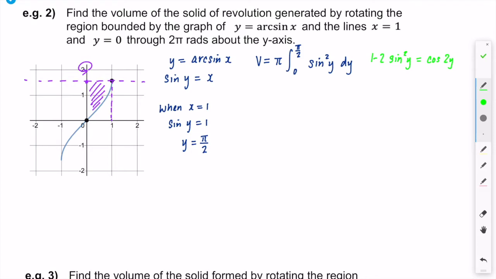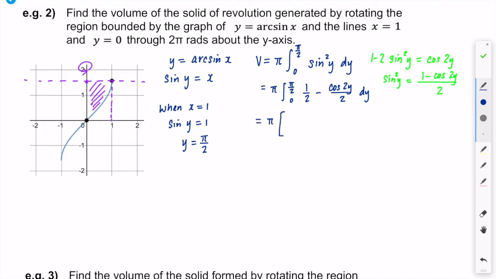If I know that cos 2y is 1 minus 2 sine square y, then what must sine square y be? It must be 1 minus cos 2y over 2. And so using this substitution, we can continue. So pi over 2, 0. We have 1 over 2 minus cos 2y over 2 dy. I just break it up into two terms.